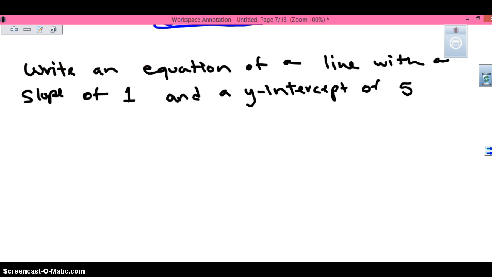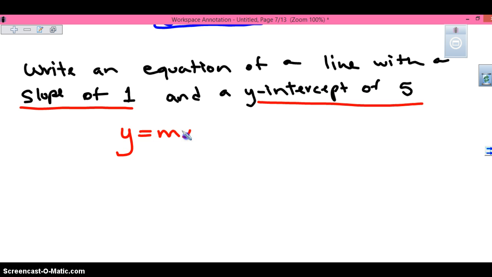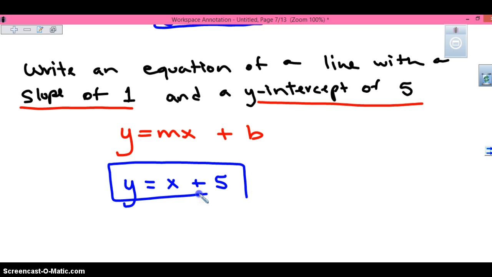We have to write an equation of a line with a slope of 1 and a y-intercept of 5. Remember the equation in slope-intercept form, y equals mx plus b, where m is the slope, b is the y-intercept, and we can substitute for both slope and y-intercept. Y equals x plus 5, where slope is 1 and y-intercept is 5.